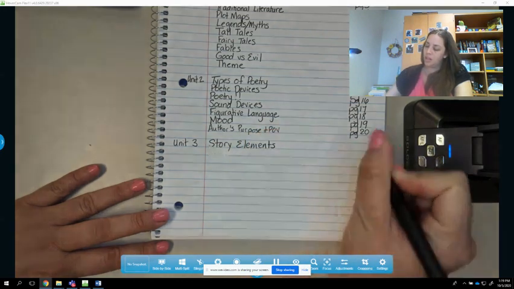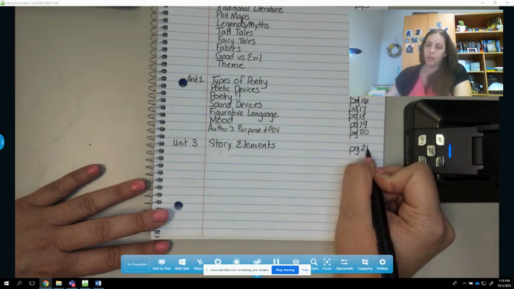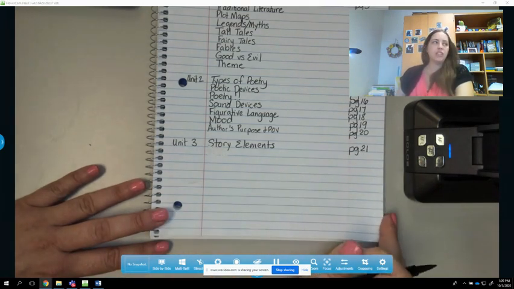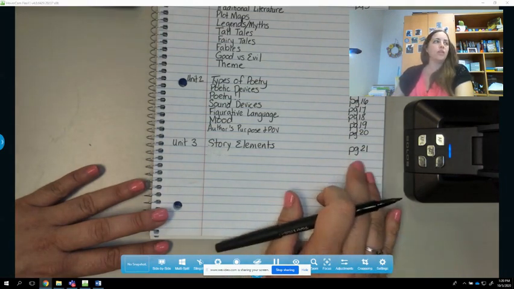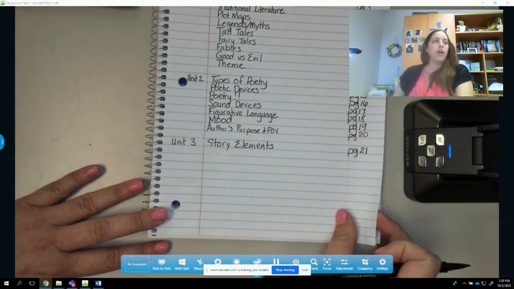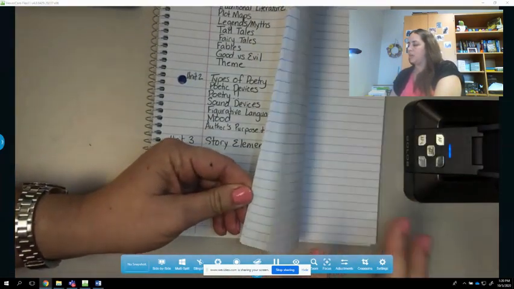on your next line. And this is going to be on my page 21. It might be a little different for you. You might have different numberings of pages, but whatever the next blank page is in your notebook, that's where you need to start writing your story elements. So once you've written that down, let's go ahead and flip to the next blank page that we have.